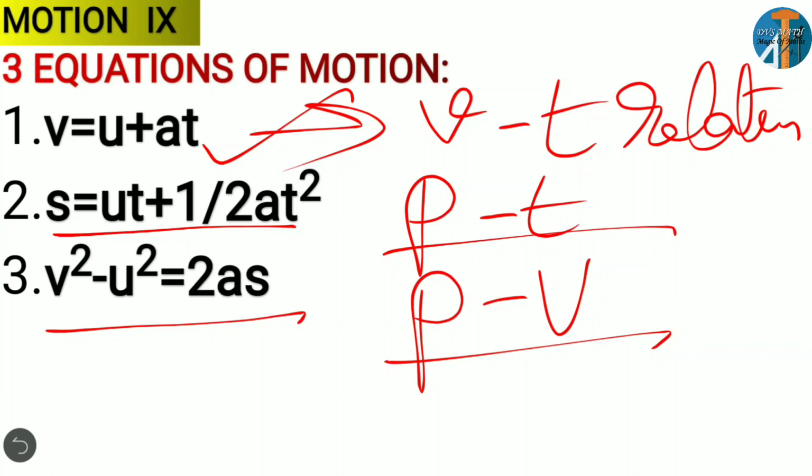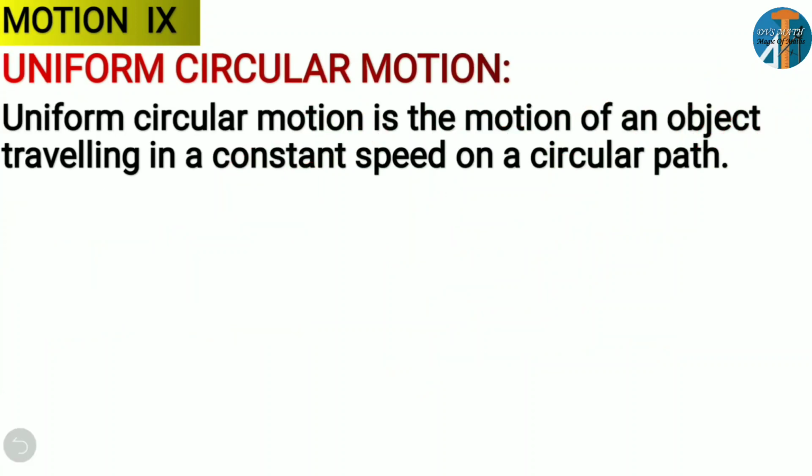So let's go for the last concept in this lesson, that is uniform circular motion. What do you mean by uniform circular motion? As we learnt about circular motion, when an object travels in a circular path, we call it circular motion. In the starting only we discussed it in part 1.